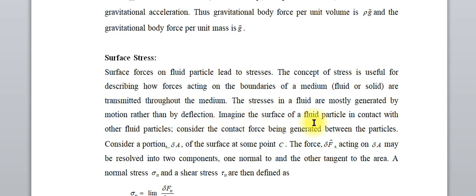Imagine the surface of a fluid particle in contact with the other fluid particles. Let me take the surface of one fluid particle in contact with the other fluid particles. Consider the contact force being generated between the particles: as we have one particle, there is another particle, and there are forces generated between the two particles.